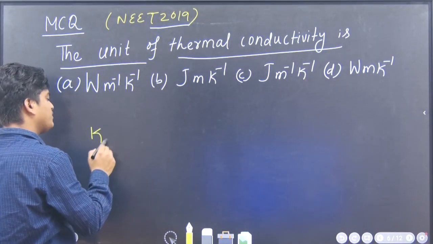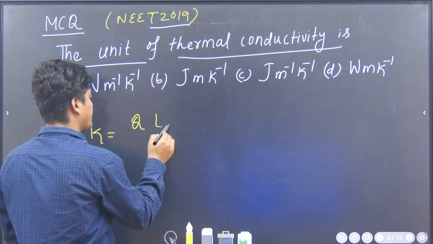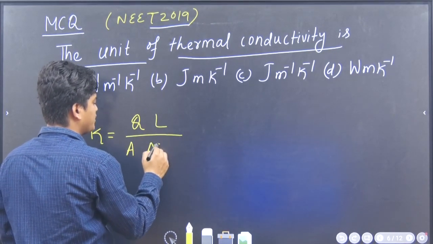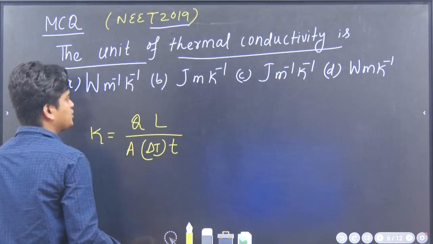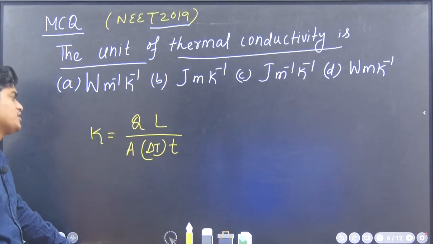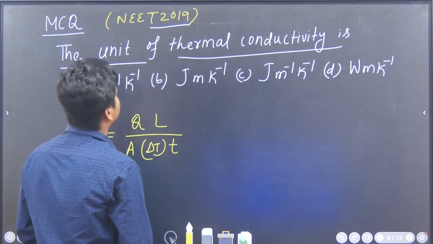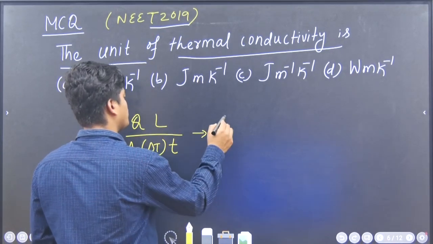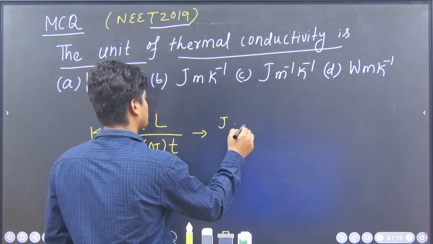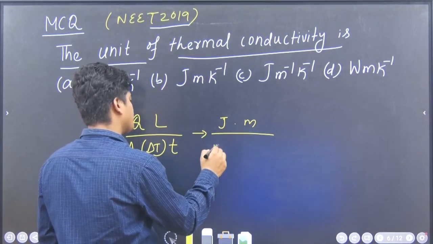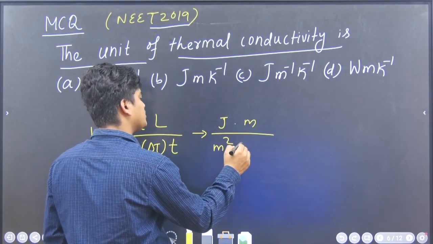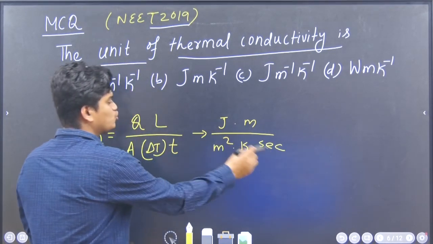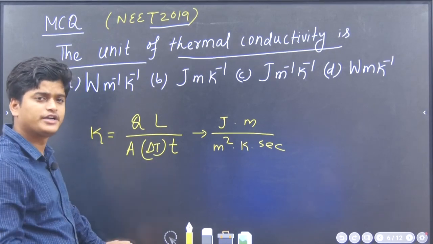Thermal conductivity is nothing but Q into length divided by area into temperature difference into time. This is your coefficient of thermal conductivity. Now here you can write: Q is nothing but joule, L is meter, A is meter square, delta T is Kelvin, and t is second. Now joule by second, you can convert it to what?